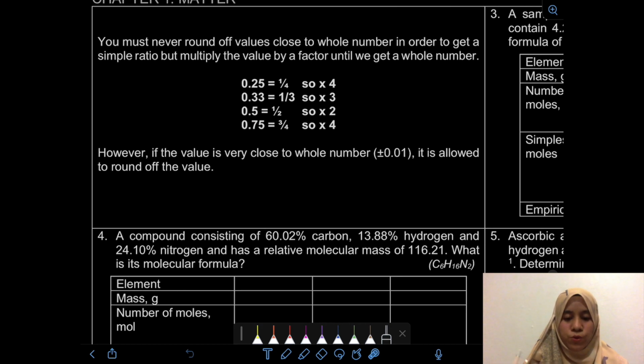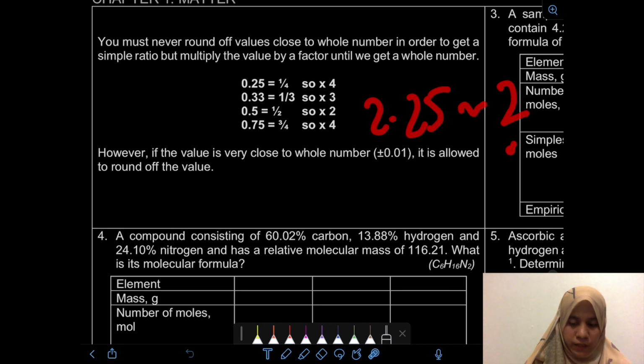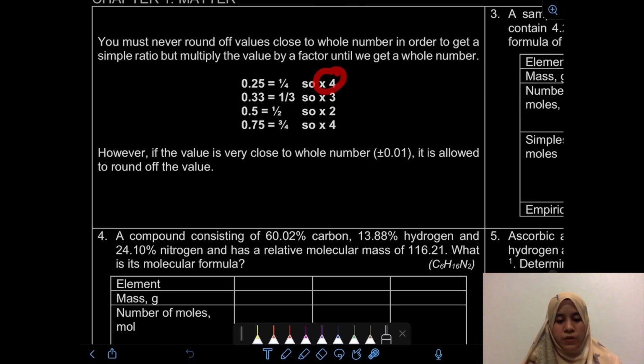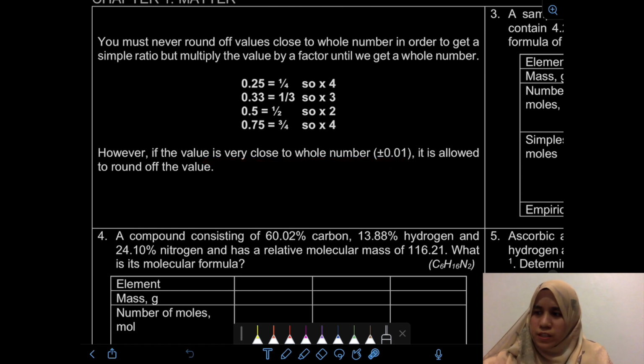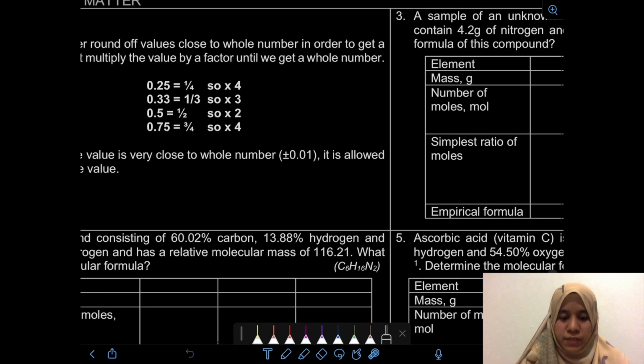So contohnya, kalau kamu dapat, again, what does it mean here? Kalau if you get 2.25, jangan kamu round off kan jadi 2. 3 pun tak boleh. So we must multiply it by 4. Okay. However, if the value is very close to the whole number, then it is allowed to round off the value. So sekejap. Okay, so let's look here on example number 3.